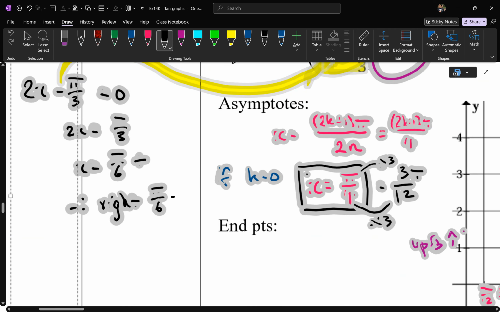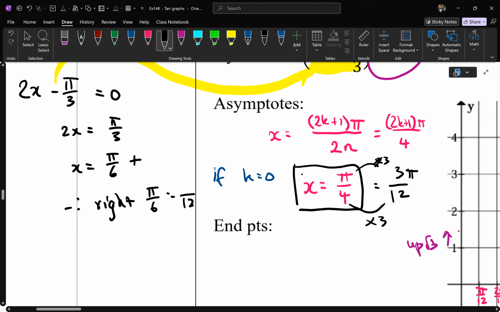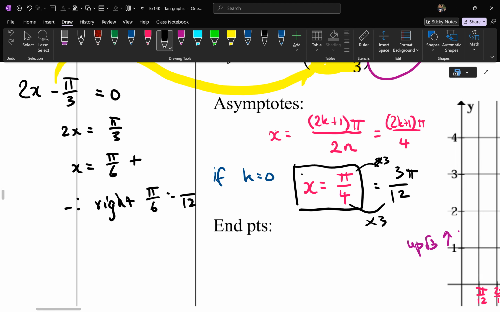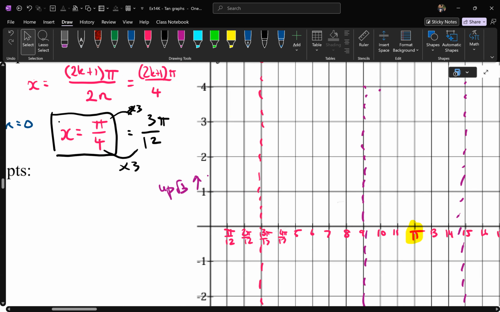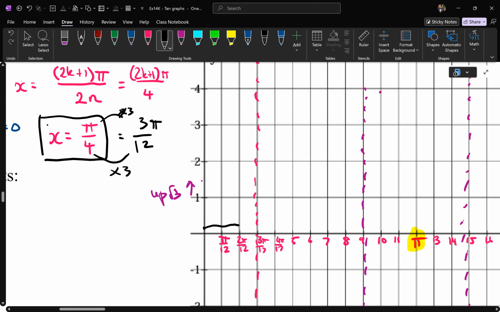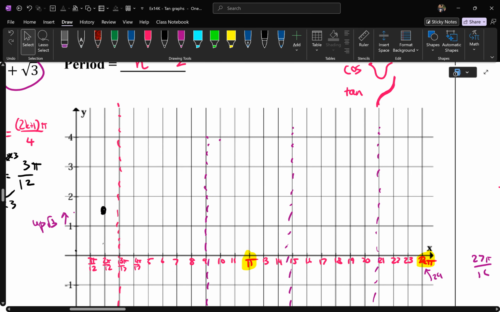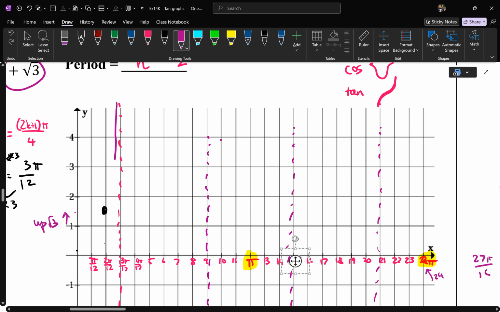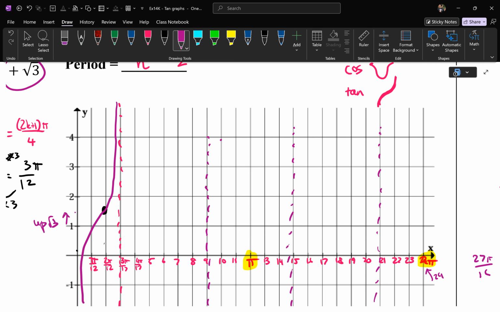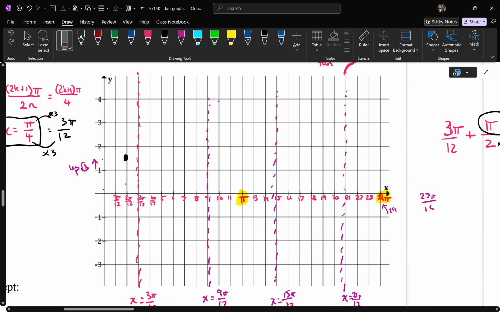Well, pi on 6, if I'm moving to the right by pi on 6, let's change that to out of 12s because we made our scale out of 12s. That means it's actually 2 pi out of 12. That's where I've moved. I've moved the graph to the right by 2 pi on 12, and I've gone up by root 3, and root 3 is probably somewhere there. So in a general sense, if I asked you to sketch the graph now, we know it looks something like this. I just don't know where the endpoints are.